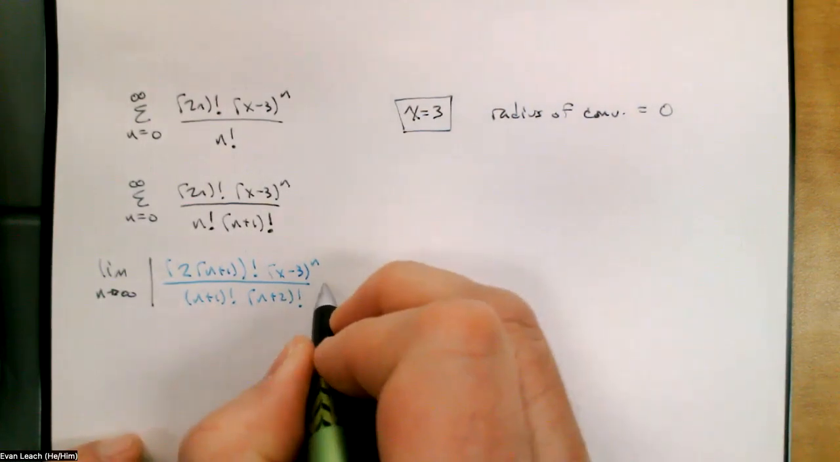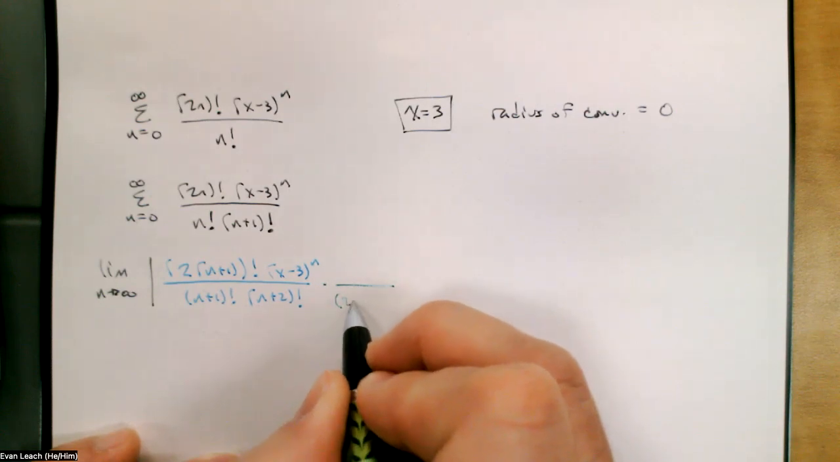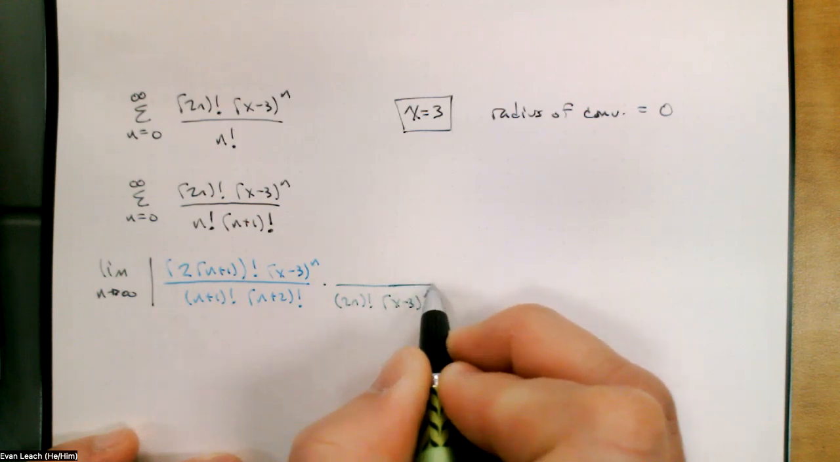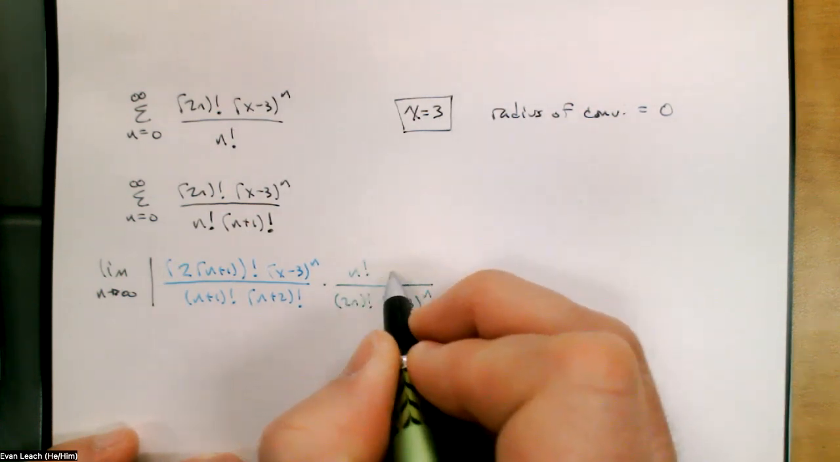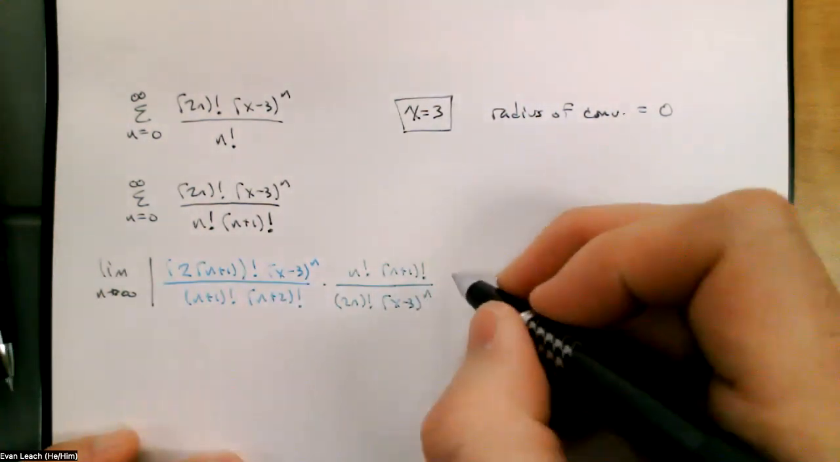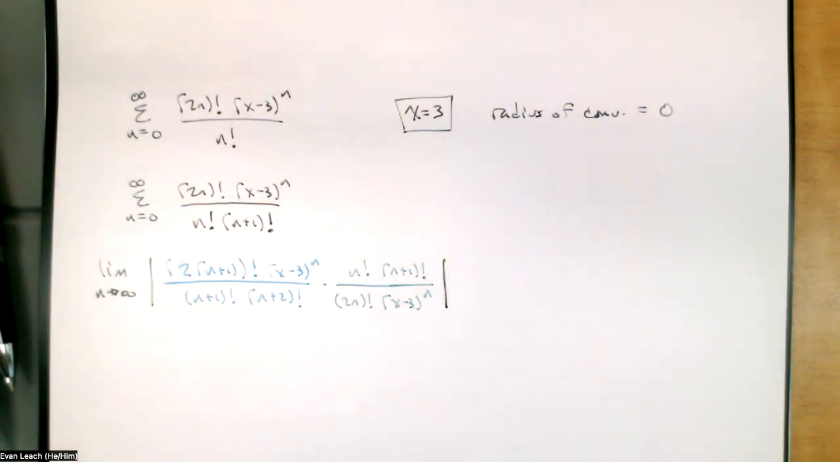And then we're going to multiply by the reciprocal of a_n. So I have a 2n factorial and x minus 3 to the n under an n factorial and an n plus 1 factorial. Now we're ready to squid game some of these factors, cancel some stuff out.